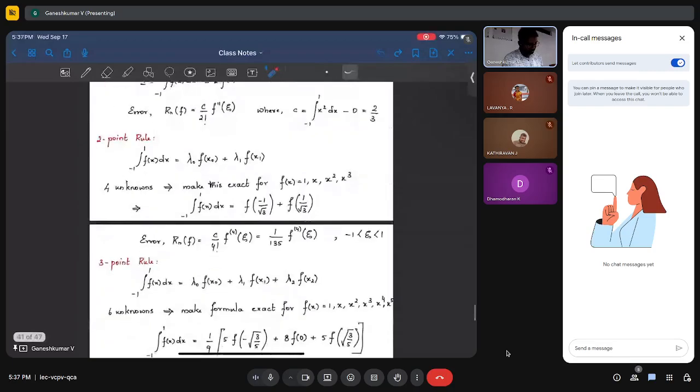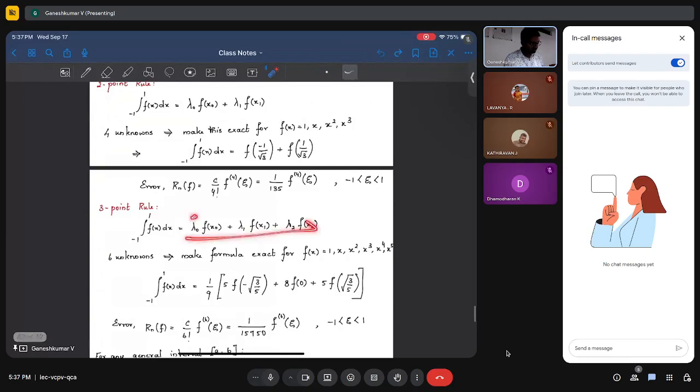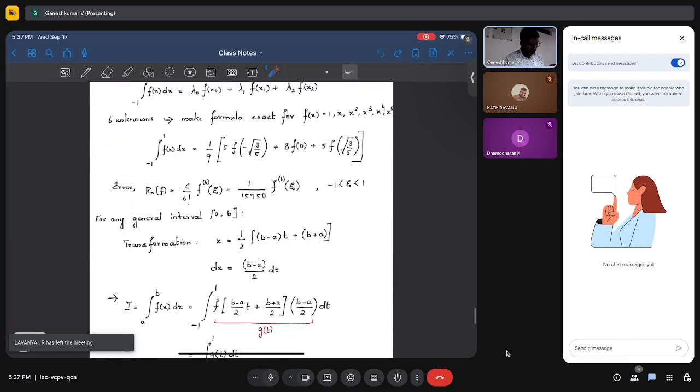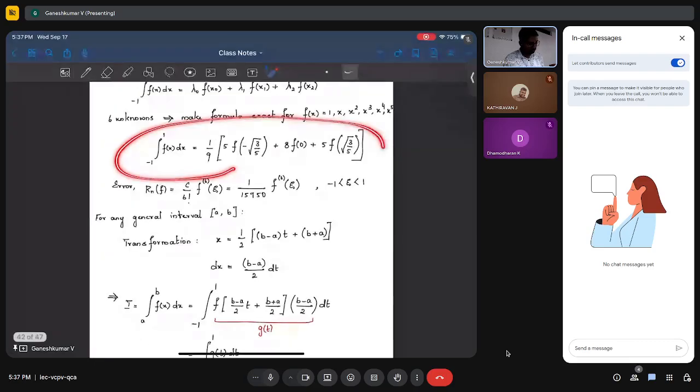For example, in a 2 point rule we want to make this exact for 1, x, x square and x cube, because you have 4 unknowns, so you need 4 functions. If it's a 3 point rule, you have 6 unknowns, so you need 6 functions that it has to exactly match. If it exactly matches, then you equate them, and you will end up with the rule, the 4 point rule, the 3 point rule, all these things.